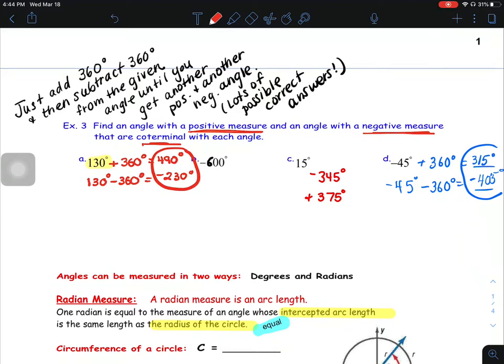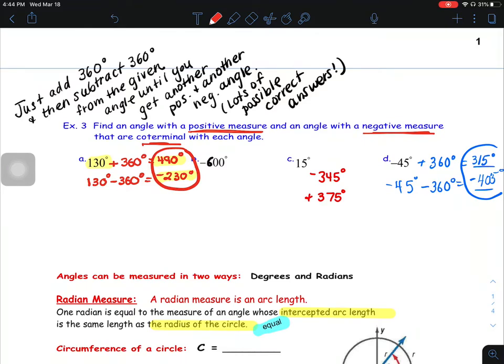If you were to graph 130, someone else were to sketch a 490-degree angle and someone else a negative 230-degree angle, they would all land in the exact same spot. Okay, so the idea is you just want to add 360, subtract 360. It does ask you for one positive and one negative.